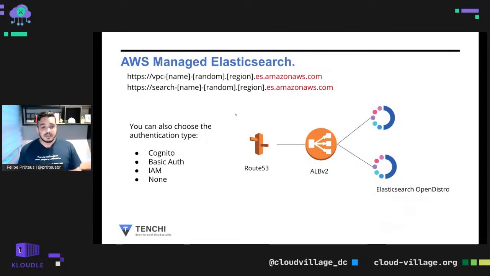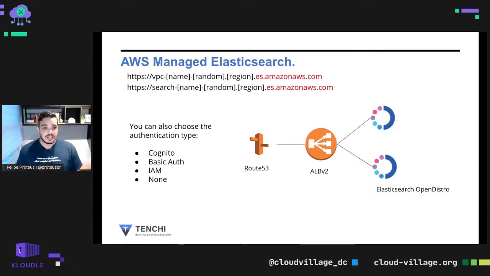And the last service that I tried to explore was AWS Managed Elasticsearch. When you create an Elasticsearch, you have to choose if you want to create it public or inside a VPC. When you create it inside a VPC, you get the host name vpc-name-random-string.region.es.amazonaws.com. And when you create a public one, which means it's reachable from the internet, you have a host name like search-name-random-region.es.amazonaws.com.